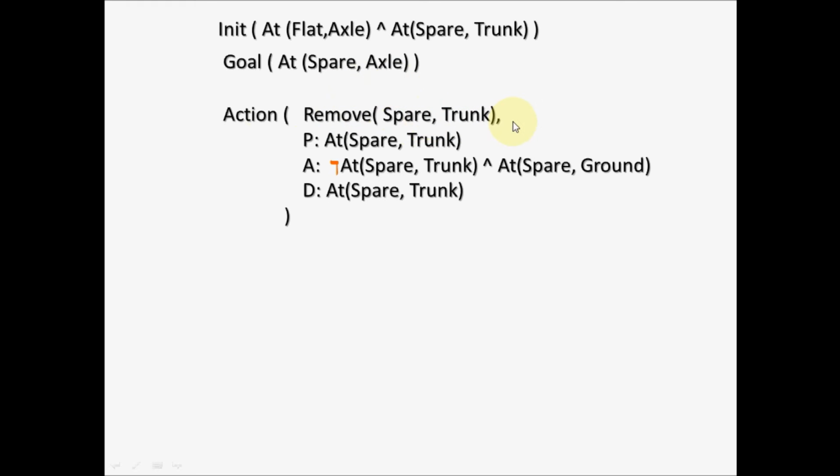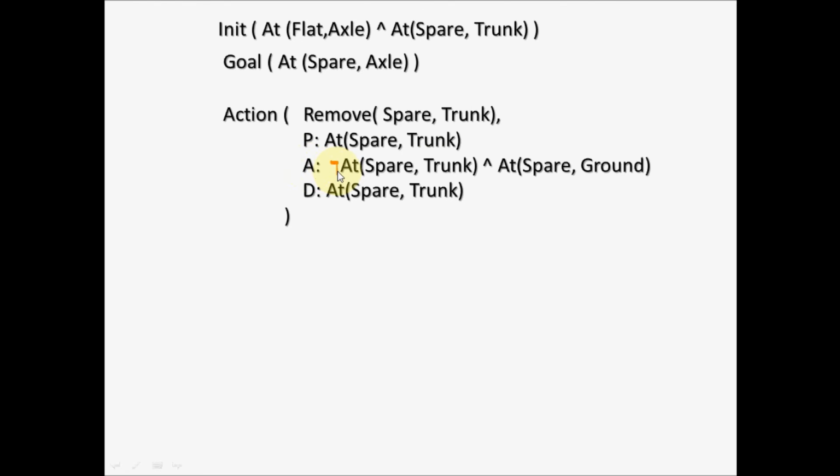Now for this action of removing the spare tire from the trunk, what should be the precondition that should be true? First of all, the spare tire should be there at the trunk, no? Only then can you remove it. If there is no spare tire in the trunk, how will you remove it? So the precondition here is that the spare tire should be at the trunk, right? So this is the precondition. Now let's say this action is already executed. Say the spare tire is already removed from the trunk. Then what are the effects?